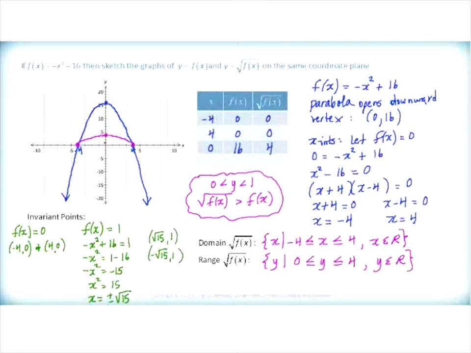To locate these points on the graph, there would be a negative root of 15 and 1, and this one over here would be at a positive root 15 and 1. Those are the exact coordinates of the invariant points.